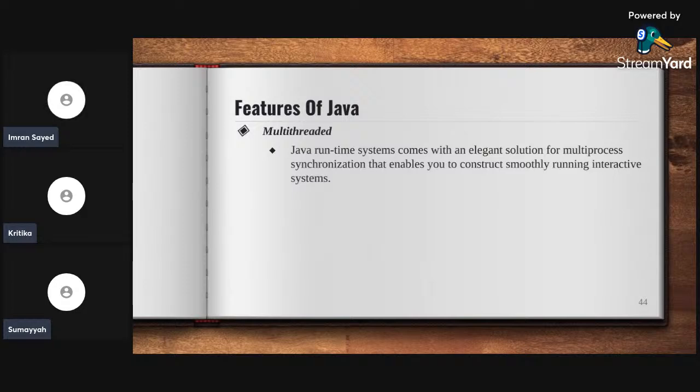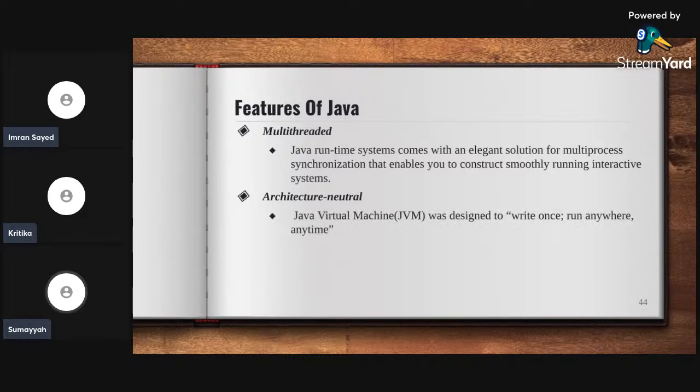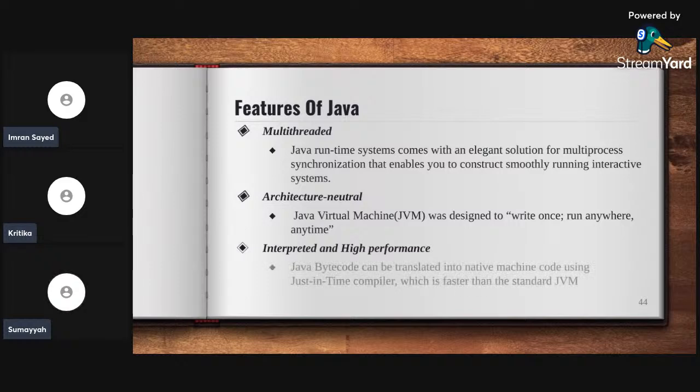Okay. It's multi-threaded. Java runtime systems come with an elegant solution for multi-process synchronization that enables you to construct smoothly running interactive systems. Architecture neutral. Java Virtual Machine was designed to write once, run anywhere, anytime. Interpreted and high performance.